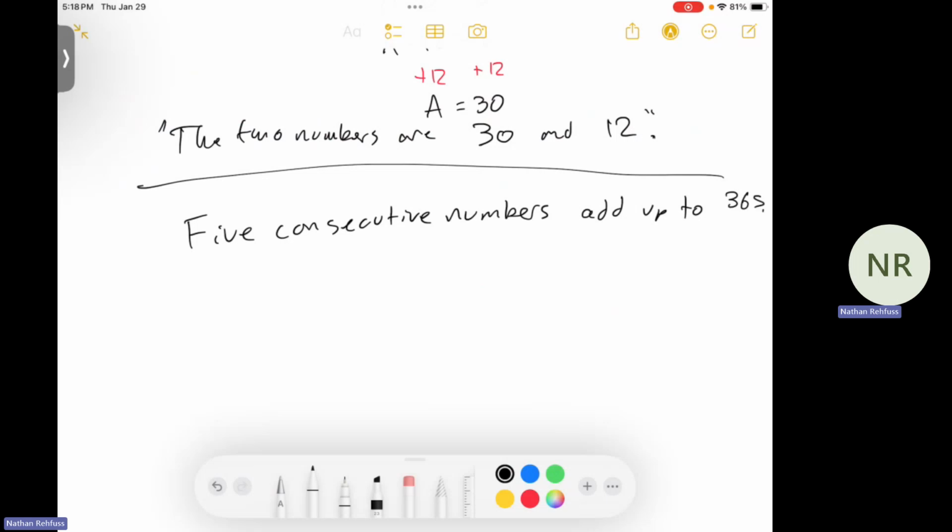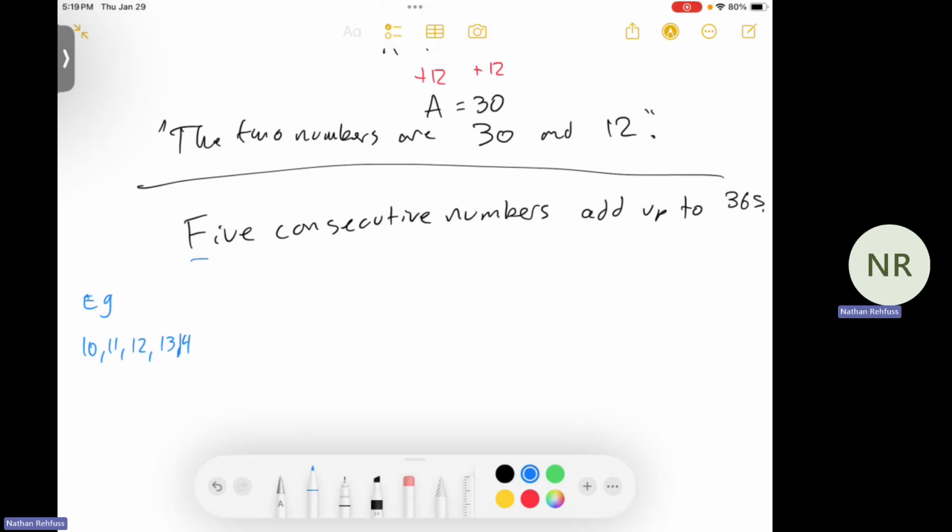Okay, let's see an example. What do consecutive numbers mean? 10, 11, 12, 13, 14. That's an example of 5 consecutive numbers. Each one is one more than the previous. Now, these 5 numbers add up to 60, so they're not the solution to the problem. But that's what I mean when I say 5 consecutive numbers. Okay, let's try to solve the problem.